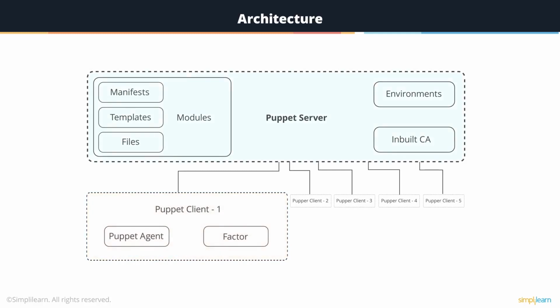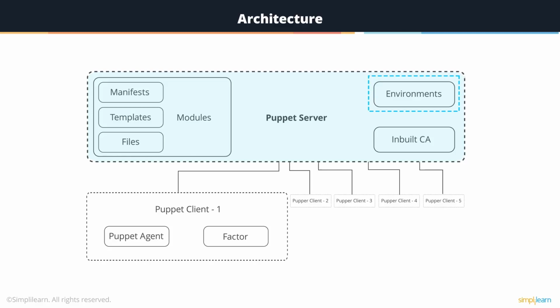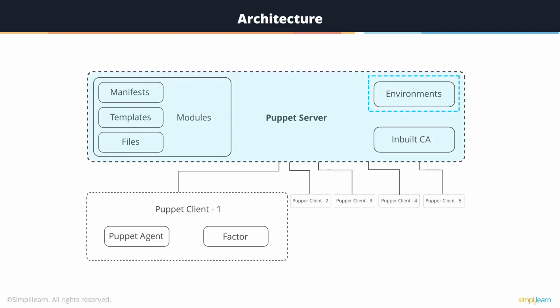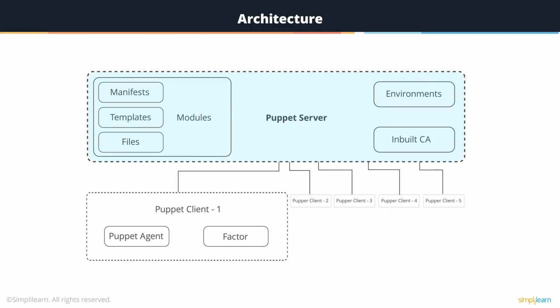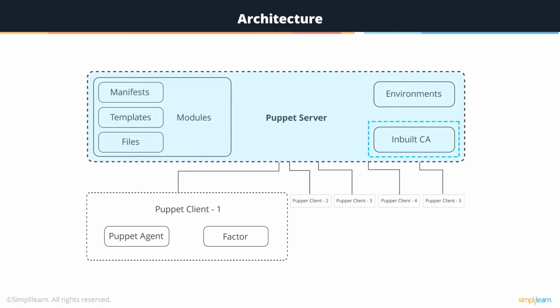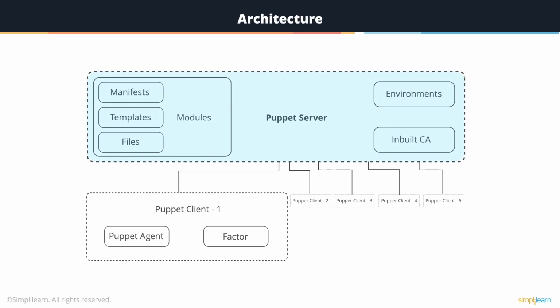On the server side, you've got a lot of things. You've got environments, so you can have multiple environments managed by a single Puppet server. Those are basically defined on a directory layer, and you've got the etc puppetlabs environments folder where you can define environments. You've got inbuilt certificate authority, which allows you to have a signing authority, which signs all the certificates of the clients, only after which the clients can talk to the Puppet server. You have manifests, templates, modules, and files, which we will talk about in the next slide.